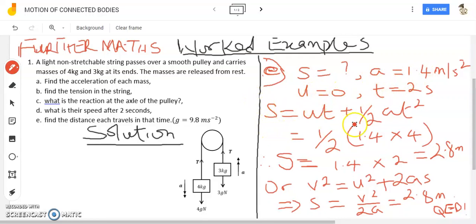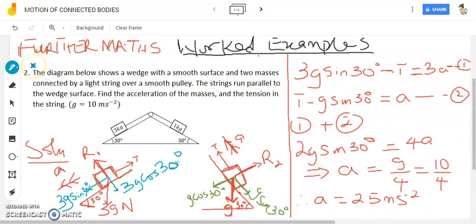So using this equation, we have our s as 2.8 meters. Or using this other one, we also have our s to be 2.8 meters. Quite easily done.